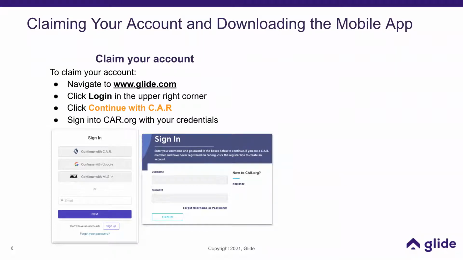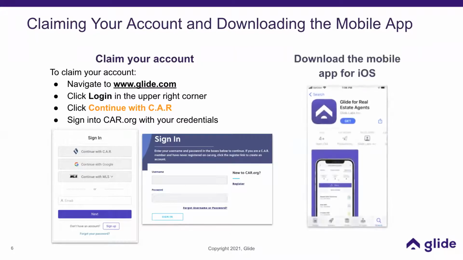That's going to redirect you to car.org, where you're then going to be prompted to sign in using your CAR credentials. You can enter in your username, your password, and then click Sign In. And after you click Sign In, you're then going to be redirected back to Glide, where you're now going to have access to that entire CAR standard form library. You will have to do that process only one time, and then afterwards, if you want to sign in with your email, you can do so.